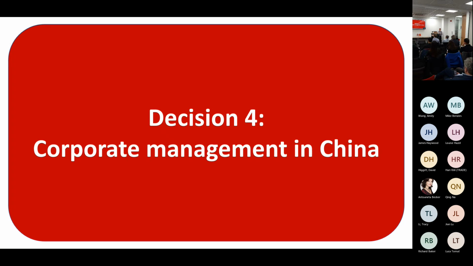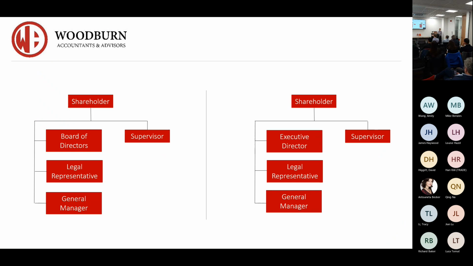Corporate management, this is a huge blockage in China. This is who you've got to appoint within the structure. And this is where the fear sets in. Nobody wants to hold these roles. Their fear is around the personal liability they might have should they hold any of these senior management roles in China.